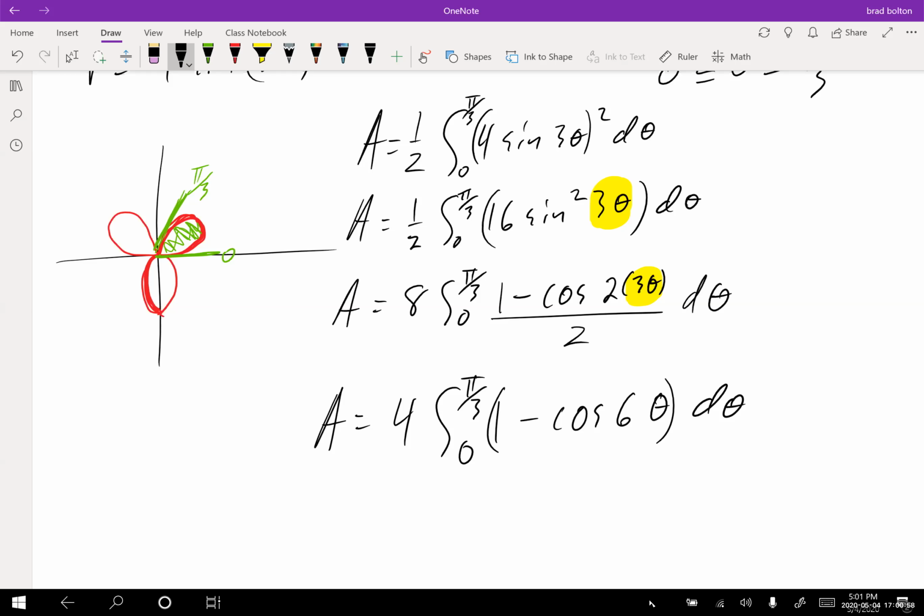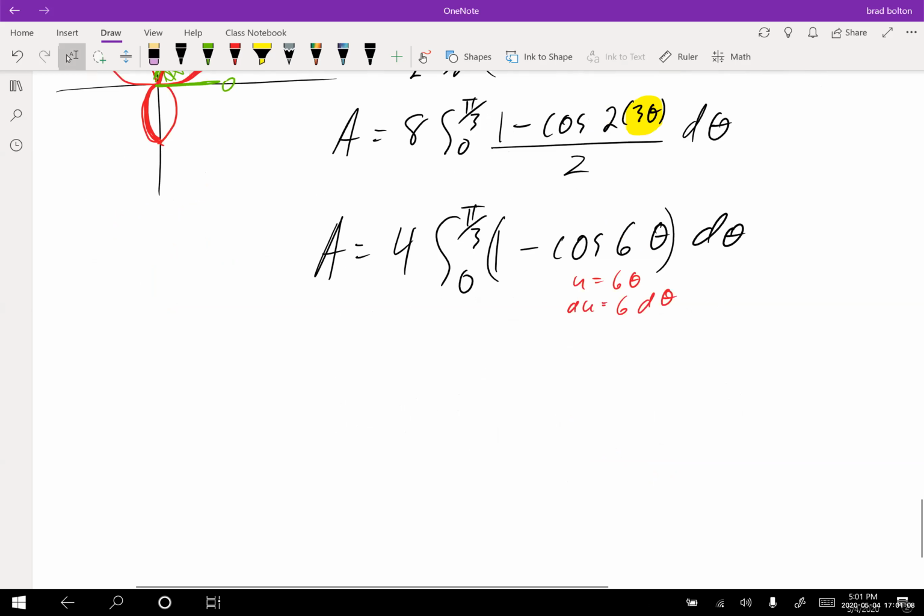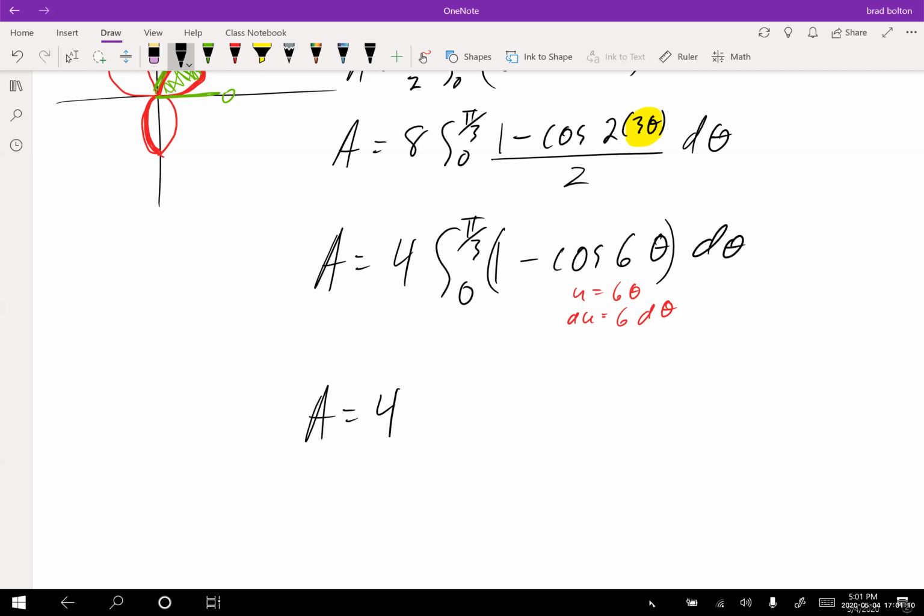So now hopefully you guys are starting to get your u sub really quick. This is u equals 6 theta du. So you don't even have to do this anymore because you can just do it in your head. Hopefully you've been doing so many of them. So now we have area equals 4 times, oops, we're not going to integrate anymore. We're going to just say 4 times theta minus sine 6 theta over 6 from 0 to pi over 3.